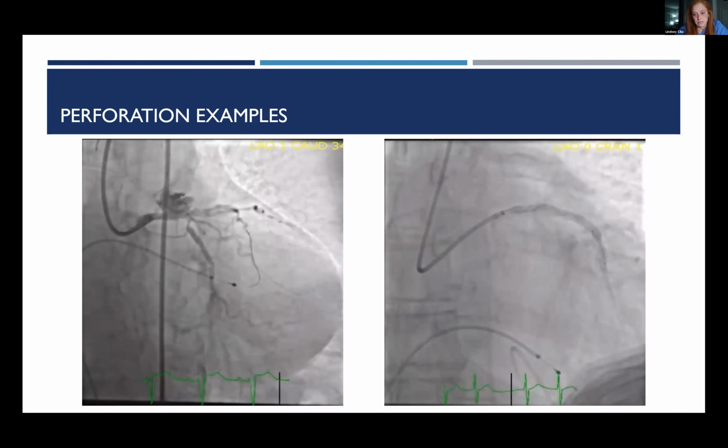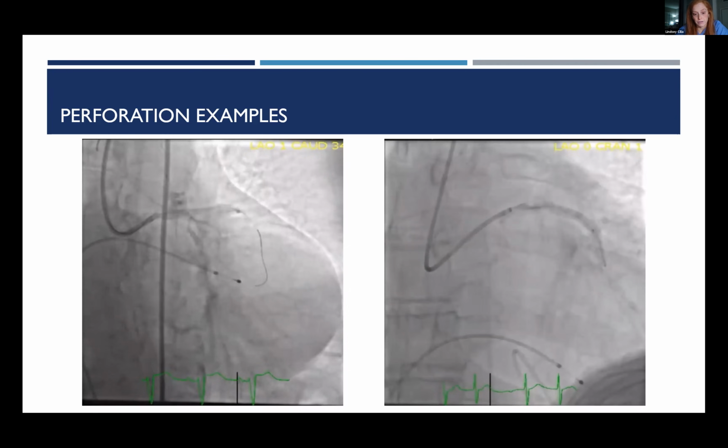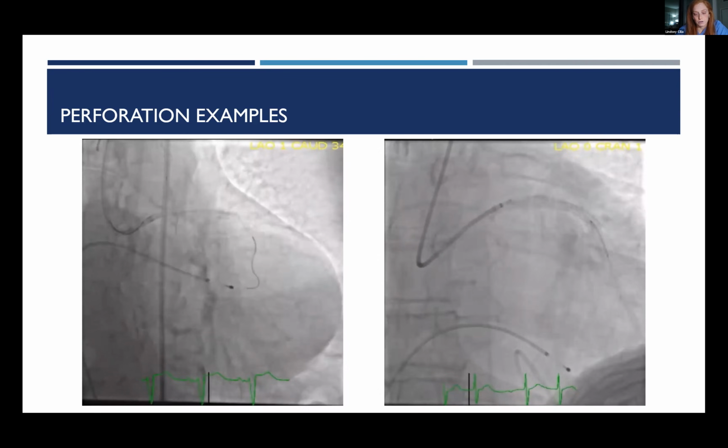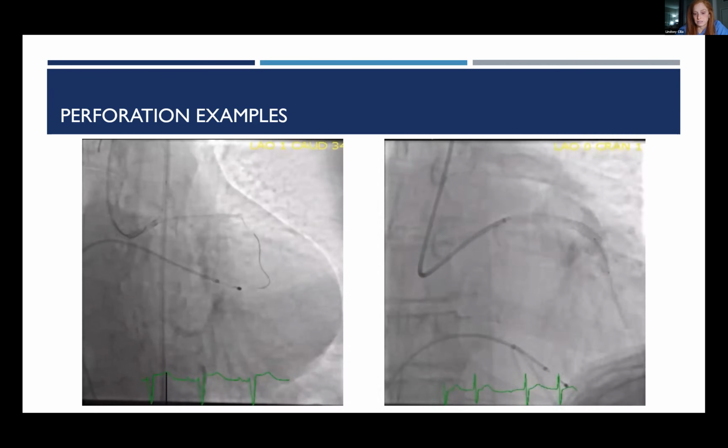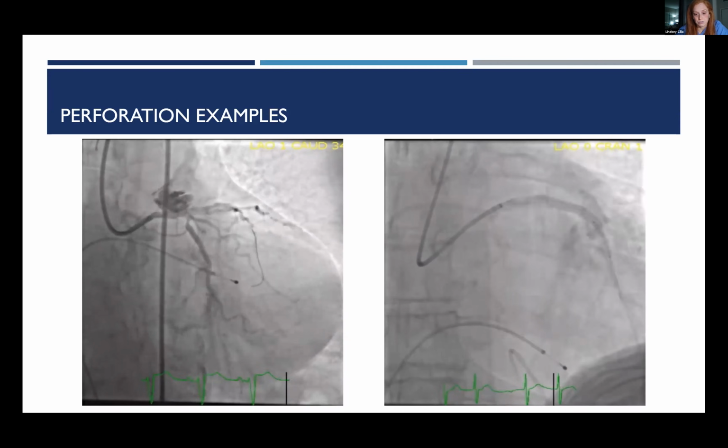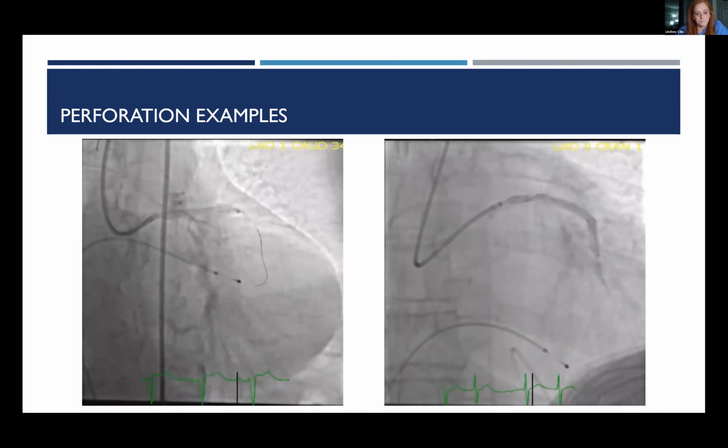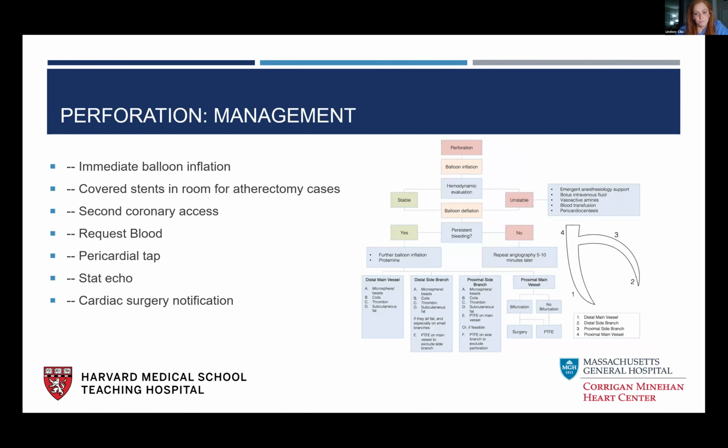And then on the right hand side is an example of a LAD perf during atherectomy. So now we've started having covered stents in the room anytime we're planning any atherectomy cases, just to decrease the timing. And then in terms of perf management, we kind of spoke about some of this. Identify the location of the perforation, and if it's in your main vessel, place a covered stent. But if it's distal, on the right-hand side here, distal main vessel or distal side branch, you can consider coils at that time.